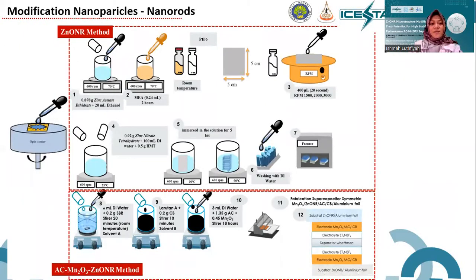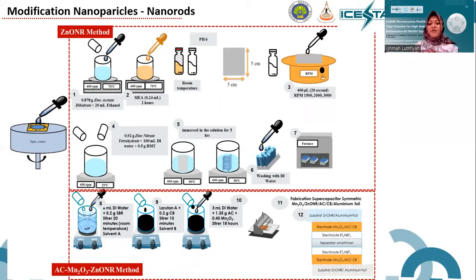Here, I describe the experimental method for the ZnONR nanoparticles. First, I make the material from zinc acetate hydrate with 20 milliliter ethanol added. After this, I add MEA. Then I wait at room temperature, but it is still a nanoparticle.